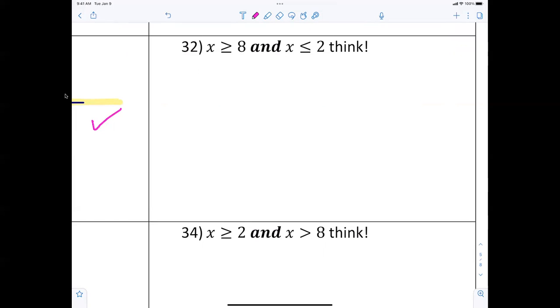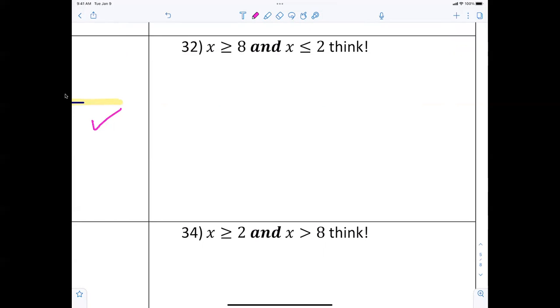So, Mr. Cappy, give me a number that's greater than 8 and less than 2. There aren't any. That's what I'm trying to tell you. You got to think through these issues, all right? Not just say the first thing that comes to your mind.